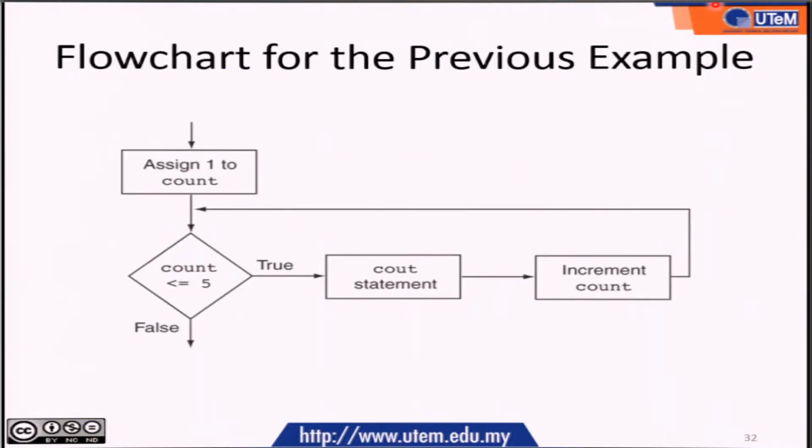The flowchart for the given example can be expressed as in here. Starting with initialization, then the test, the cout statement and the update of the count variable, then go back to the test again.